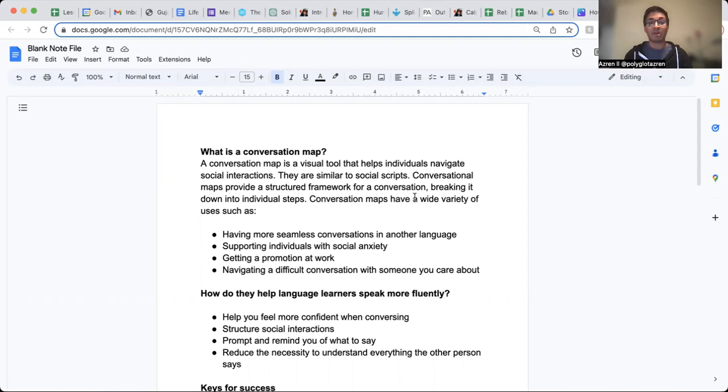Conversation maps have a wide variety of uses, such as having more seamless conversations in another language, supporting individuals who have social anxiety, getting a promotion at work, navigating a difficult conversation with someone that you care about. This could be a friend, it could be someone who works for you in the workplace, it could be a significant other.